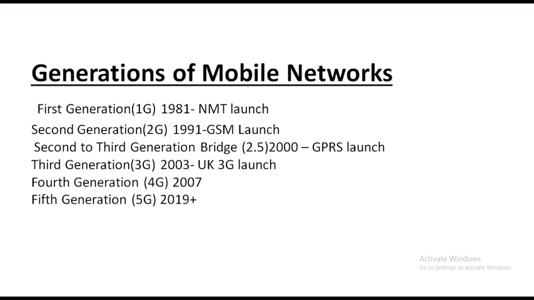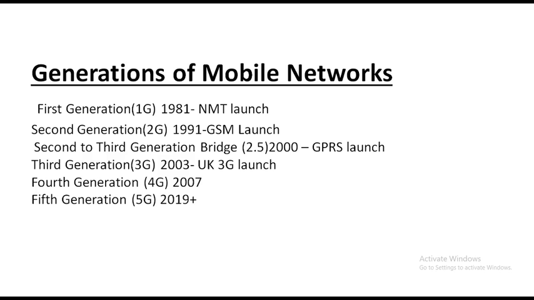Second generation to third generation, that is from 2000 to 2002. The third generation 3G is from 2003 to 2007. Fourth generation is from 2007 to 2018. The fifth generation is from 2019. Each and every generation used different technology to communicate the people.